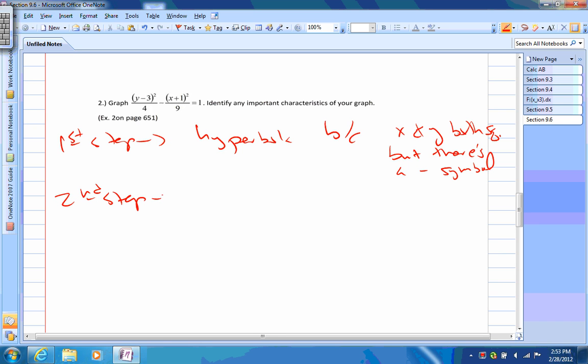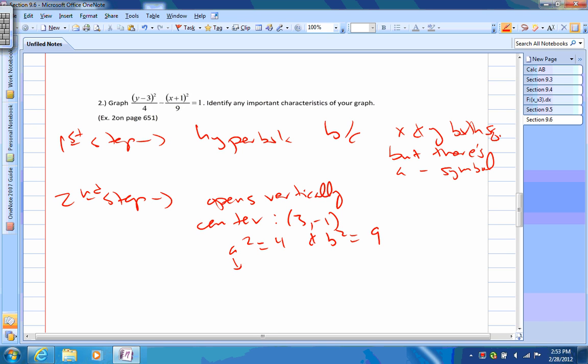Second step, the important characteristics. It opens vertically because y squared is positive. Center will be 3, -1. a squared equals 4, and b squared equals 9. a goes with y, and b goes with x, just because they're below y squared and x squared respectively. a is going to equal 2, and b is going to equal 3.